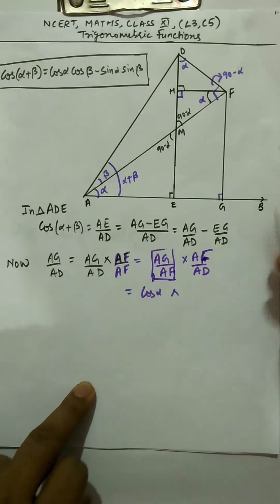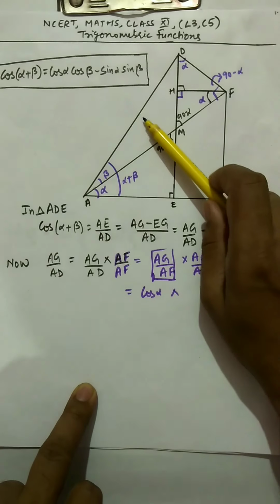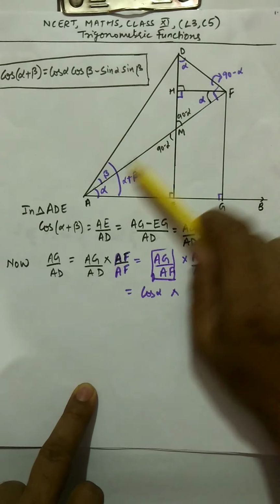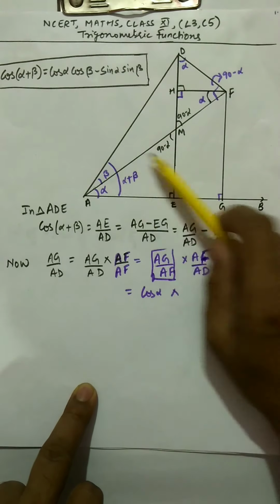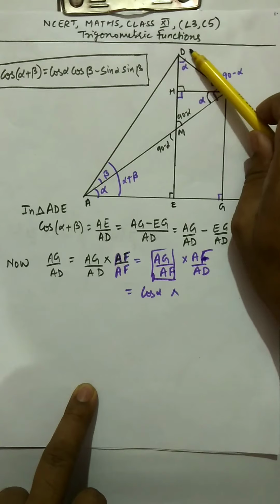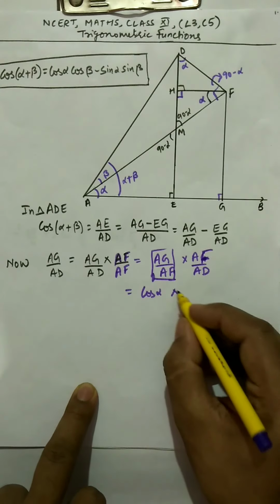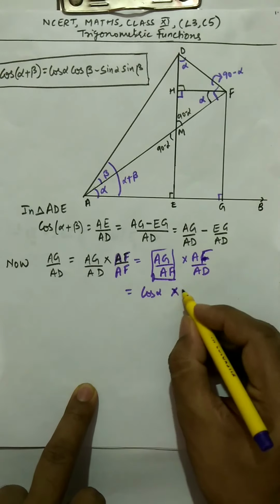So now you are coming in this triangle, AD and this is your AF. So this is 90. So it means this is your hypotenuse and this is gonna be base. So this is actually AF is your base and AD is your hypotenuse. In this particular triangle, the angle is this beta. So this is going to be cos beta. So we have proved this.